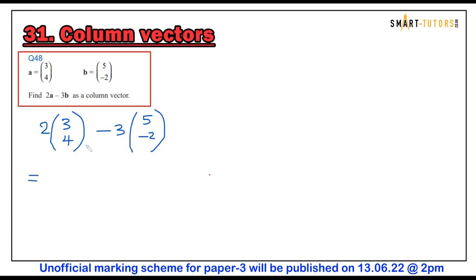So you can multiply a vector by a constant number. So 2 times 3 is 6, 2 times 4 is 8. So that is a column vector. Then minus 3 times 5 is 15, 3 times minus 2 is minus 6. Then you can take away and write as one single column vector.